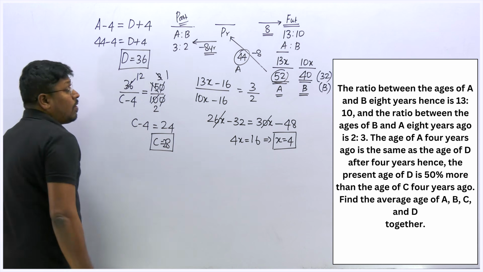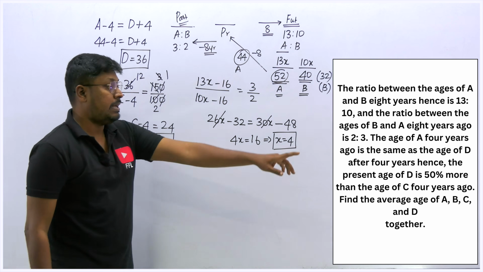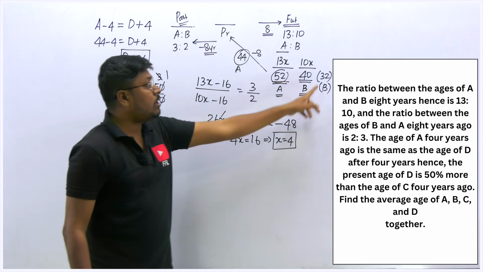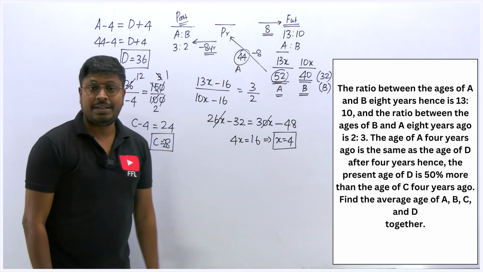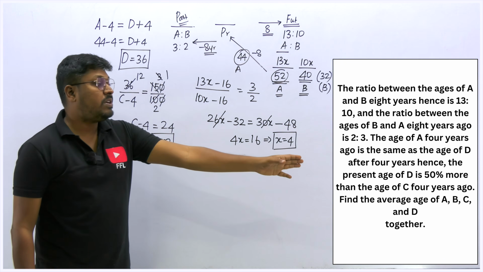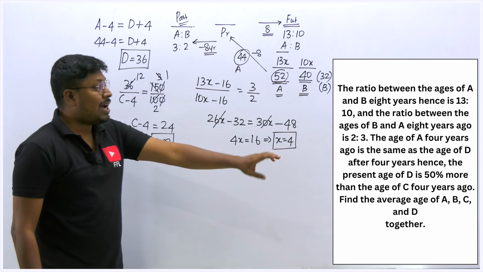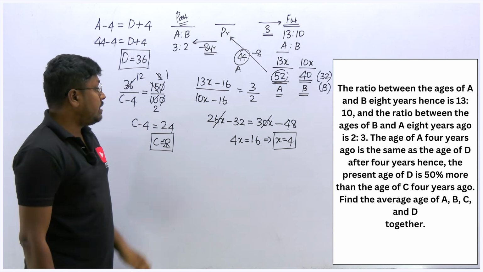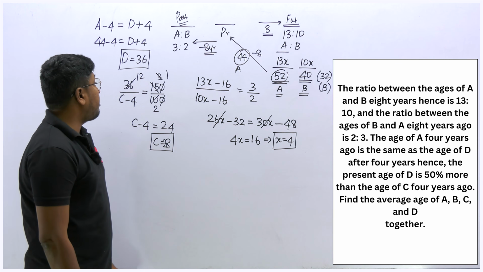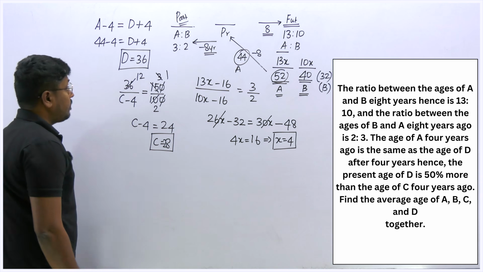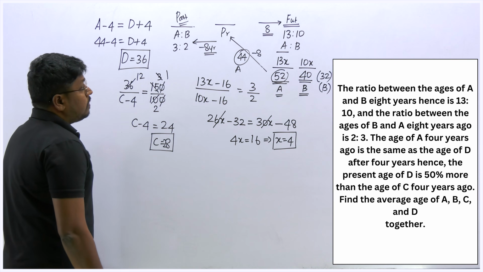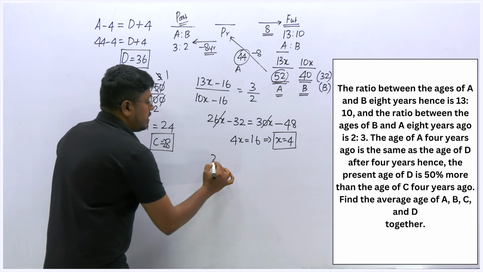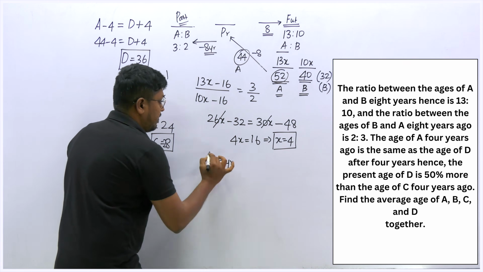So finally we got the age of all the 4 persons. C is equal to 28, A equal to 44, B equal to 32 and D equal to 36. So now according to the question, we have to add all the values and find the average, right? So when you add 40, 28, 44, we get 35 years, right? So 35 years is the average.